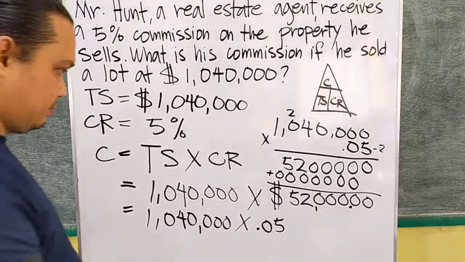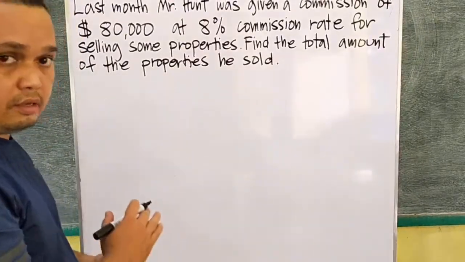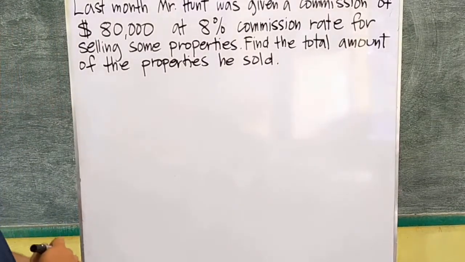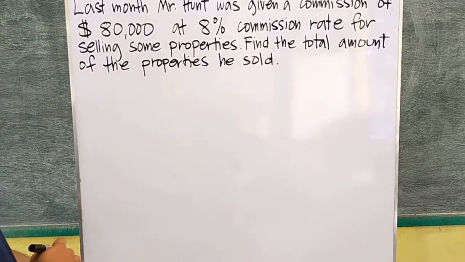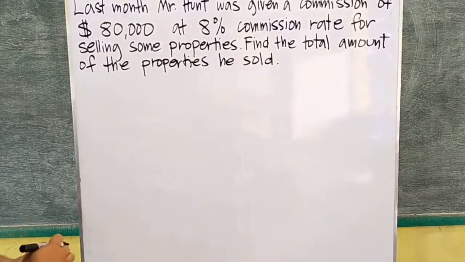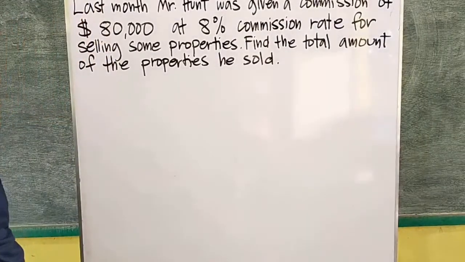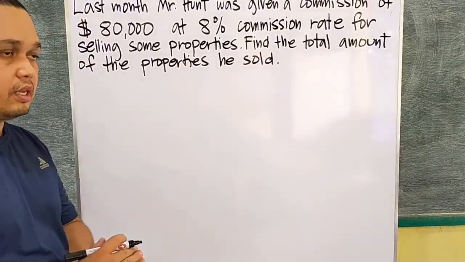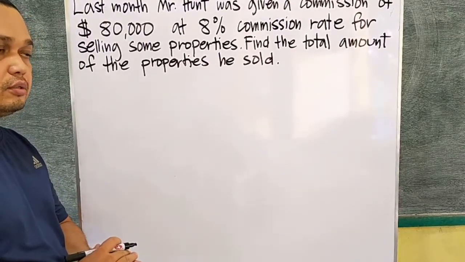Let's have some more examples. Okay, for our next example then, let's read. Last month, Mr. Hunt was given a commission of $80,000 at 8% commission rate for selling some properties. Find the total amount of the properties he sold. So this time we are looking now for the total sales. To answer this problem, let's first write the given.